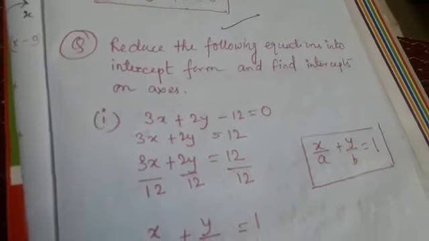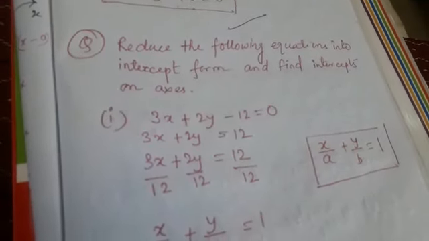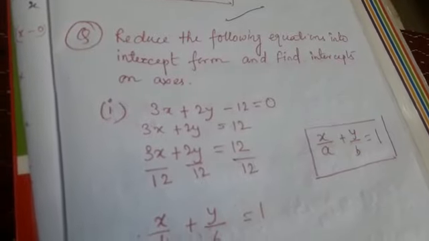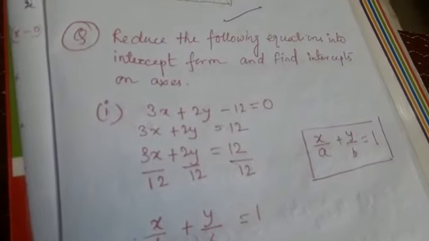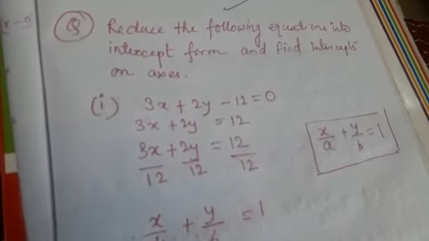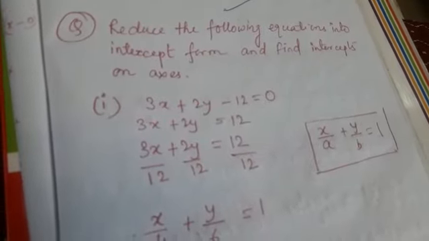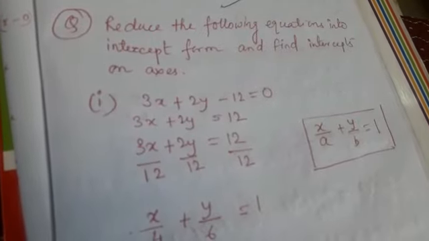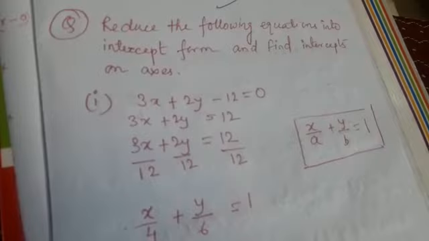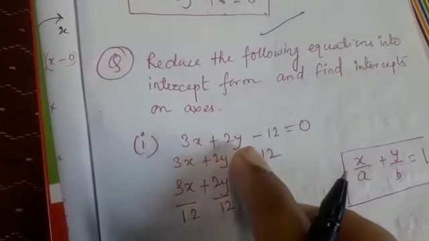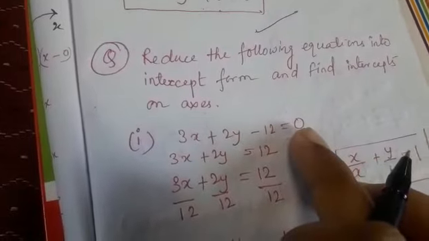Hello students, today we are going to see sums on intercept form which we have learned yesterday. So see the question: reduce the following equations into intercept form and find intercepts on axes. The first question given is 3x plus 2y minus 12 is equal to 0.